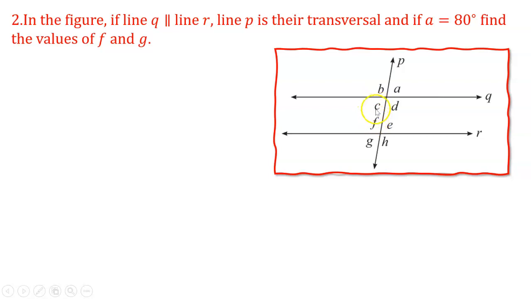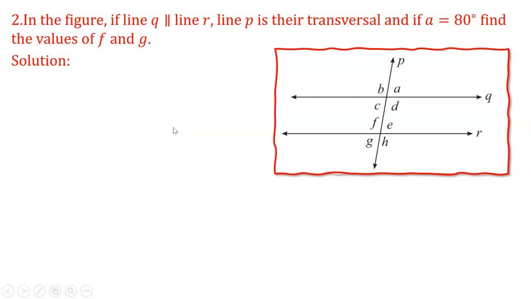C and F are interior angles. Therefore their sum is equal to 180. Then F will be 100. What about A and G? A and G are the exterior alternate angles. Therefore measure of angle G is 80 degrees. There are only two answers for these angles, one 80 degrees and the other 100 degrees.